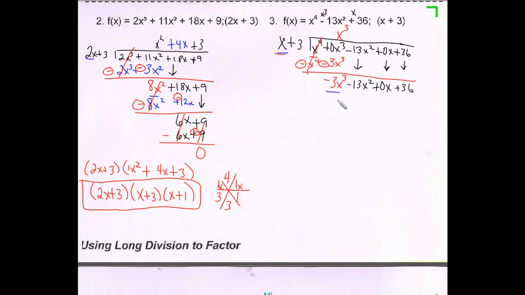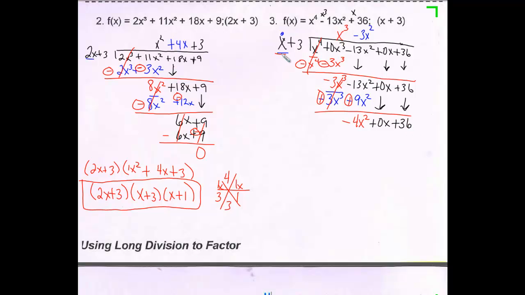x into negative 3x cubed, negative 3x squared times. Negative 3x squared times 3 is negative 9x squared. Negative 3x squared times x is negative 3x cubed. Draw our line and change signs. And combine. So the 3x cubes will go away. Negative 13 plus 9 is negative 4x squared. Bring down 0x and plus 36.